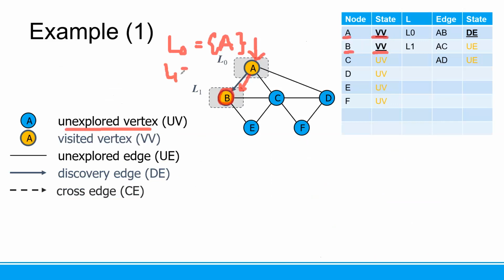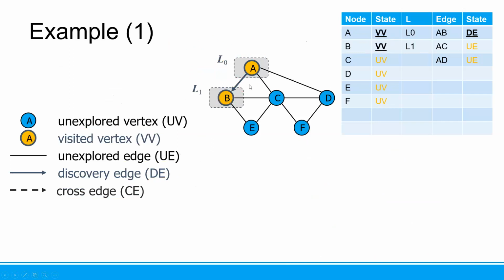So we have L1, which will be B for the first time. L0 means that when i is 0, it will have only one vertex, and in L1, we know the opposite of L0, so it will be entered into L1. And this edge AB will be a discovery edge, because it is unexplored.